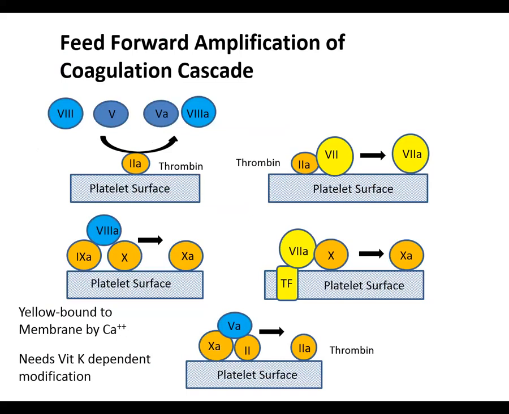This requires these factors, specifically factors 2, 7, 9, and 10, to have gamma-carboxylated glutamic acids, which allows these factors to bind to the surface of the activated platelets in a calcium-dependent manner. Remember that the calcium is secreted when platelets are activated. Now, the presence of gamma-carboxylated glutamic acids requires a post-translational change in the protein when it's being synthesized.